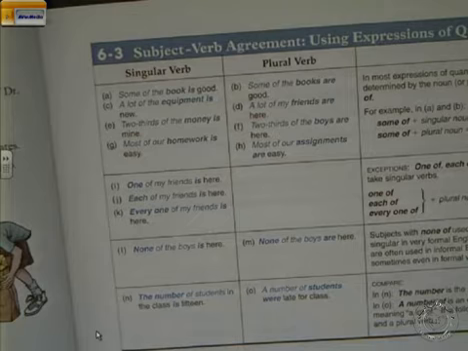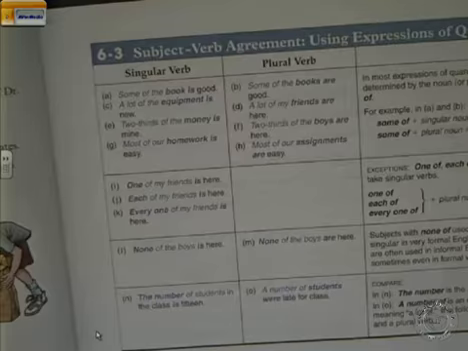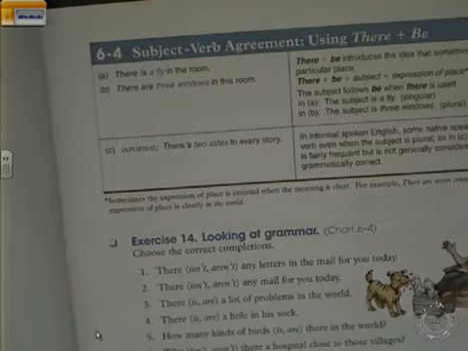The number of students in the class is 15. A number of students were late for class. So there is a difference between the number and a number. A number we use plural. The number we use is.